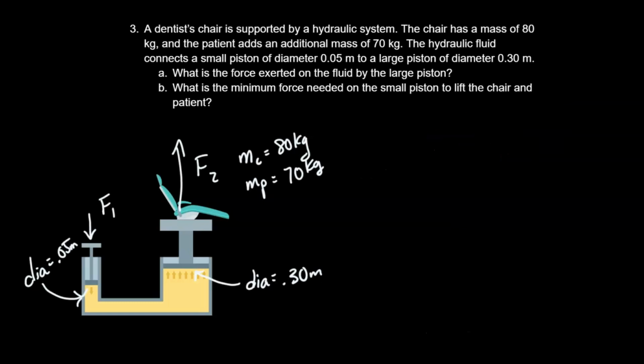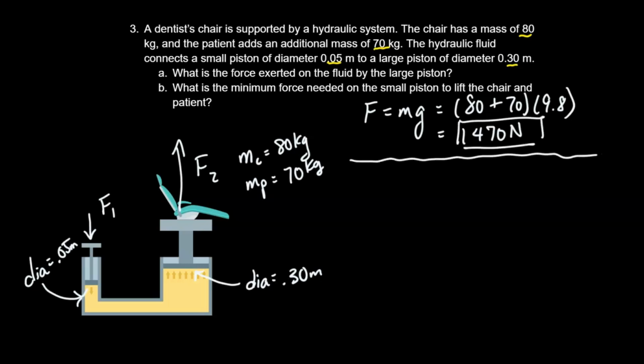All right, now let's take a look at question 3. A dentist chair is supported by a hydraulic system. The chair has a mass of 80 kilograms, and the patient adds an additional mass of 70 kilograms. The hydraulic fluid connects a small piston of diameter 0.05 meters to a large piston of diameter 0.3 meters. What is the force exerted on the fluid by the large piston? So the amount of force exerted by the large piston is going to be the weight of the person and the chair. We can find that by using F equals mg. The total mass is 80 kilograms plus 70 kilograms times 9.8 for g, and we get 1,470 newtons.